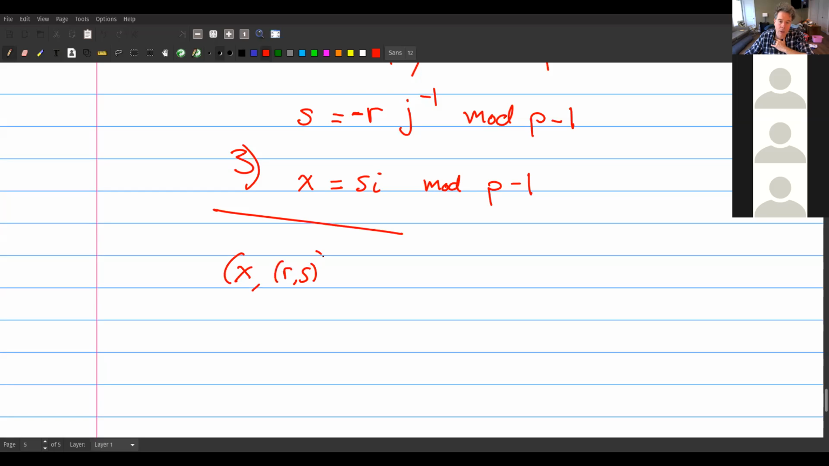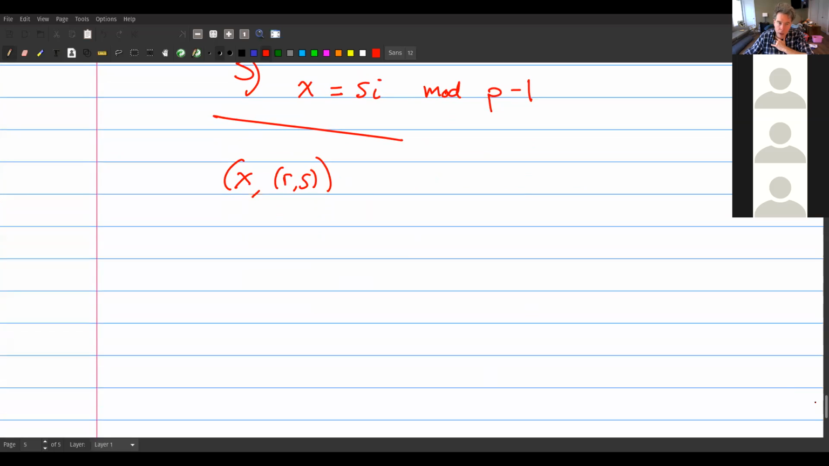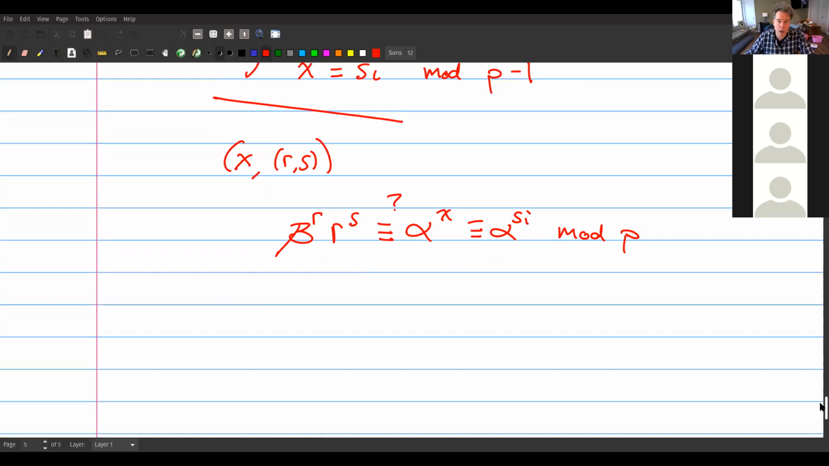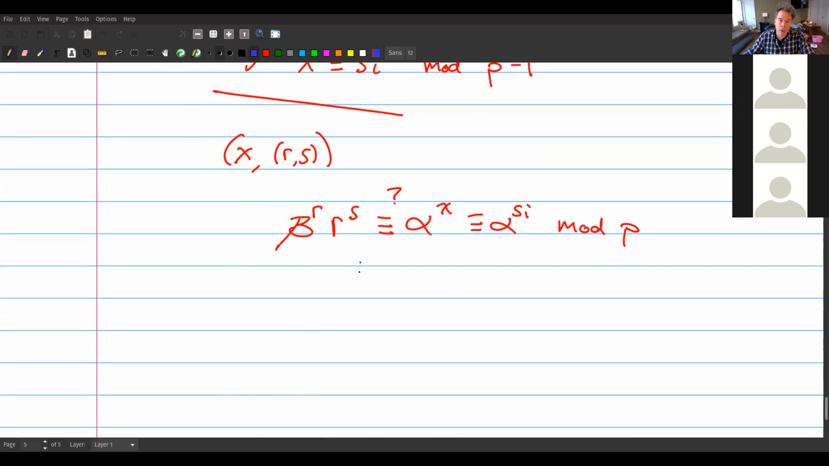But now anyway, if you were to compute using these values, so now X and R S go out, and if you were to try to verify that signature, then you would check the equation, R to the S, and ask if that is congruent to alpha to the X, which is alpha to the S I mod P. And just because these values were cleverly chosen, this would turn out to be true. The derivation is in the book, and it would be a good thing to go through if you want to.